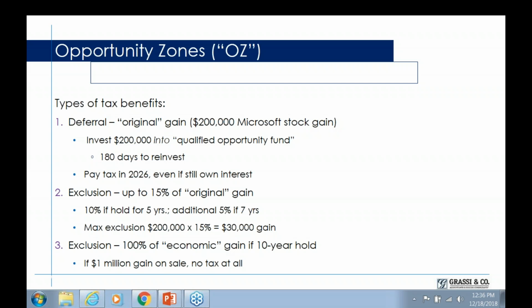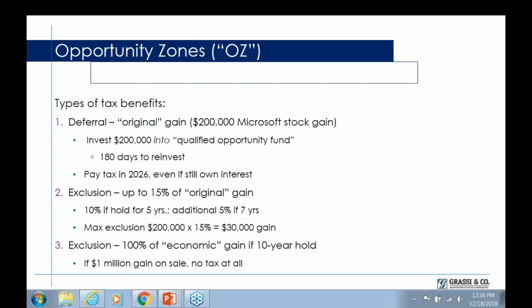The other bonus that is out there is if you hold the property for 10 years, any economic gain, i.e. any gain in excess of the deferred gain that you put into the investment and paid tax on, will then be excluded. So again, keep it simple. The $200,000 gain goes in, you hold it 10 years.